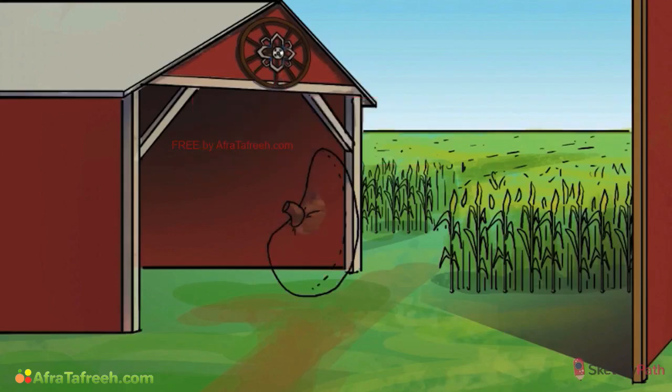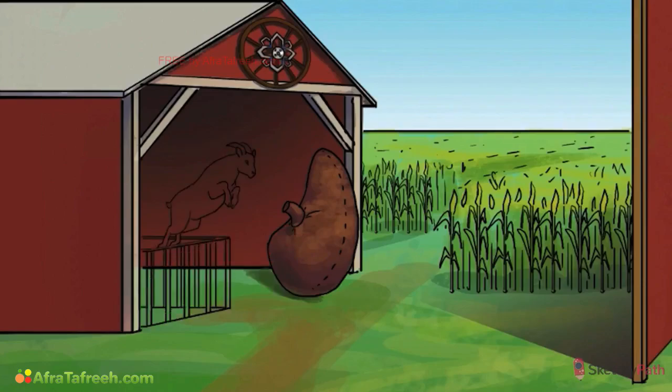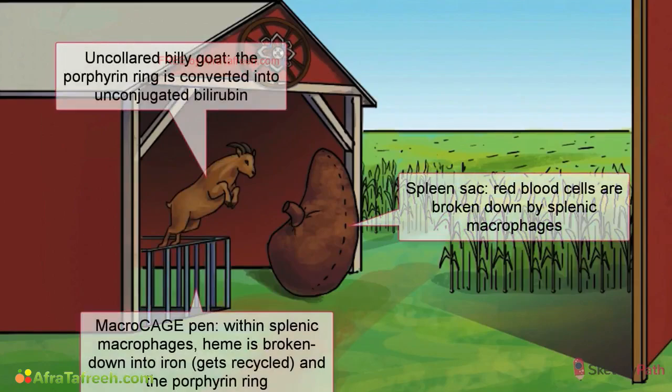After getting eaten up by macrophages in the spleen, iron gets recycled while the porphyrin ring is converted to unconjugated bilirubin. At Sketchy, bilirubin is embodied by a billy goat. And since we're still inside those spleen macrophages, we've put the billy goat in its pen, a macro cage. Next to that oddly spleen-shaped sack of feed, no less.